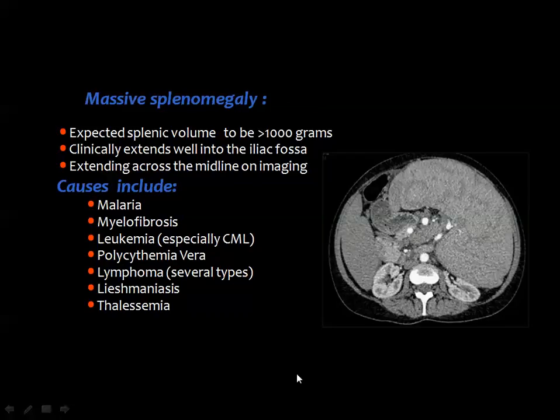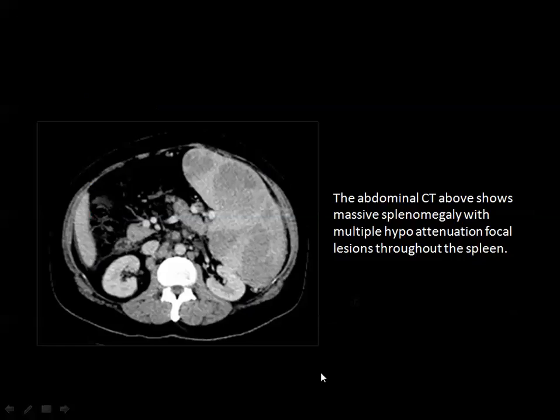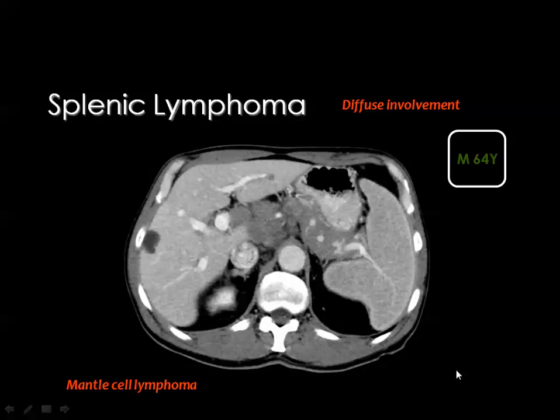But massive splenomegaly, which reaches the iliac crest and crosses the midline to the opposite side, can be seen in these conditions like malaria, myelofibrosis, leukemia, lymphoma, polycythemia vera, leishmaniasis, and thalassemia as well. But the usual appearance of lymphoma in the spleen is the presence of multiple solid focal lesions together with enlargement of the spleen. And this is what we mean by diffuse splenic lymphoma.